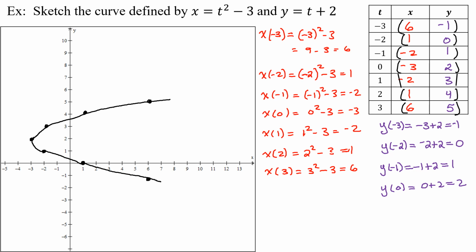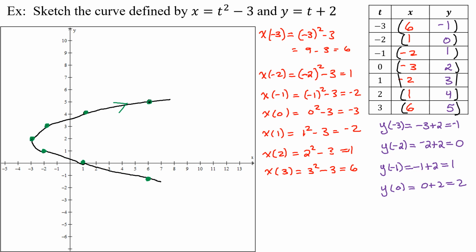Our very first point, when t was -3, we started down here and we worked our way around to this point, this point, this point, this point, this point, and this point. So we're going from the bottom and around and then back up. So our time is moving this direction. So we need to put at least one arrow somewhere on that graph to let you know which way time is moving.